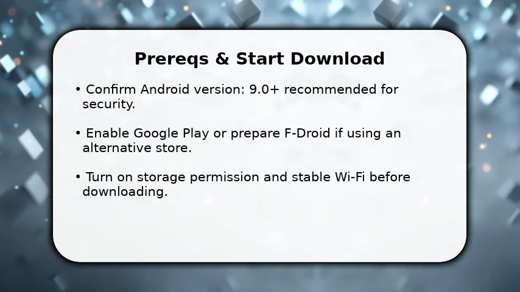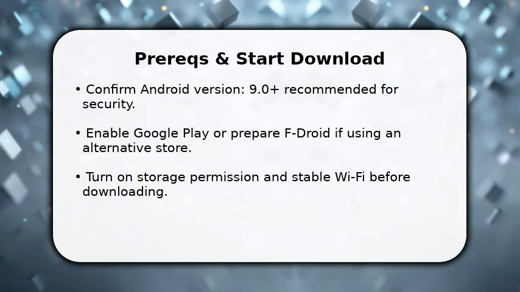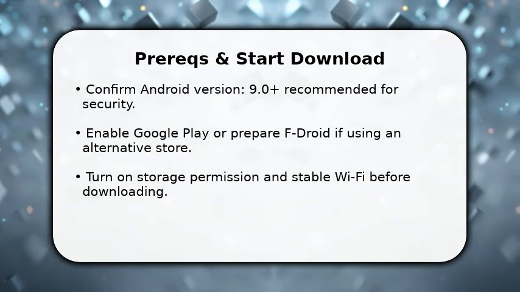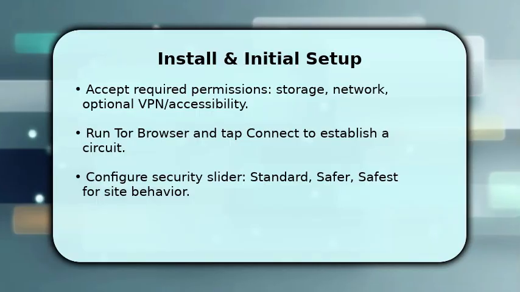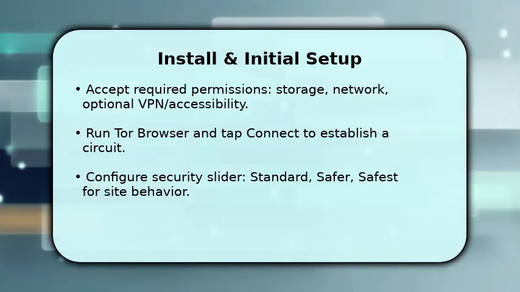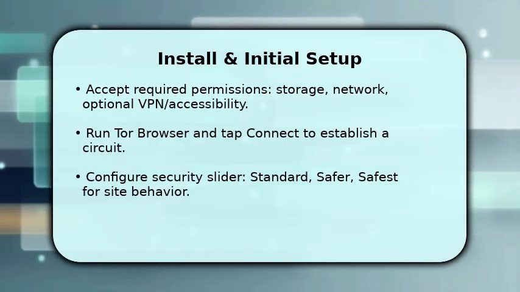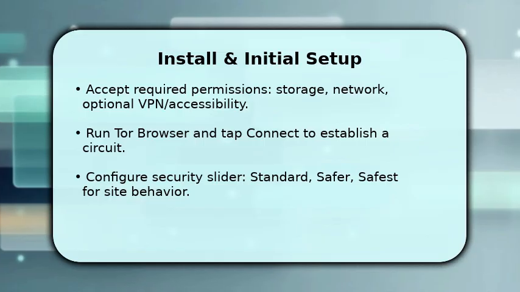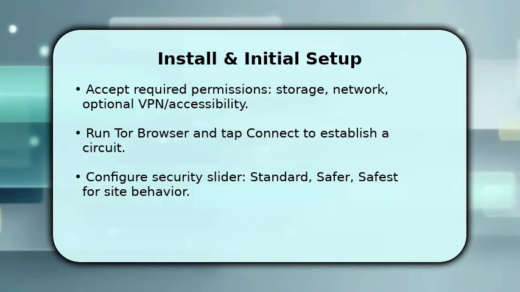Now search for Tor Browser and tap Install. The download will start immediately, and you'll see progress in the notification. After installation, launch Tor Browser and follow the on-screen setup. You'll tap Connect to build a Tor circuit. This can take a few seconds to a minute depending on network conditions. Make sure to review and accept required permissions so the browser can cache data and connect reliably.